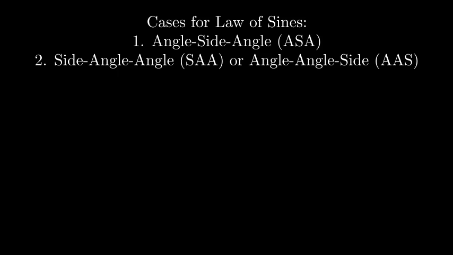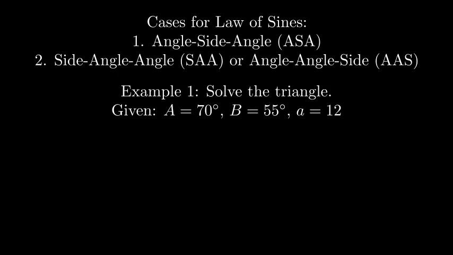So when can we apply the law of sines? It's most direct when we know two angles and one side. This falls into two categories: angle-side-angle, or ASA, where the known side is between the two known angles, and side-angle-angle, or SAA, where the known side is not between the known angles. Let's work through an example of the SAA case. In this triangle, we are given angle A is 70 degrees, angle B is 55 degrees, and the side opposite angle A, side A, is 12. Our goal is to find the missing angle C and the missing sides B and C.